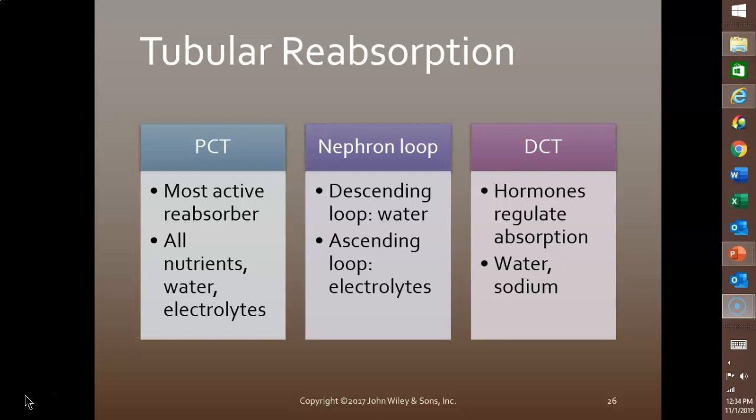So the cells resorb the sodium and secrete potassium in the distal convoluted tubule. But these cells have receptors for aldosterone and ADH. So the distal convoluted tubule cells are going to be very, very receptive to the effects of hormones, and this is what is going to primarily drive water and sodium resorption in the distal convoluted tubule.